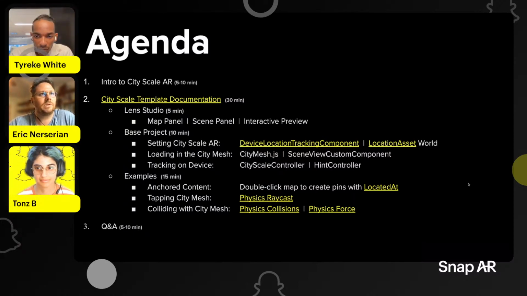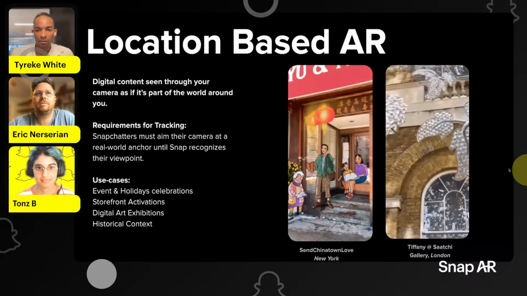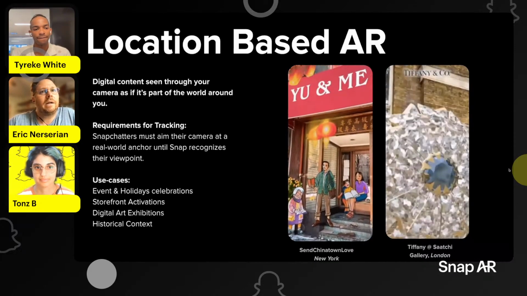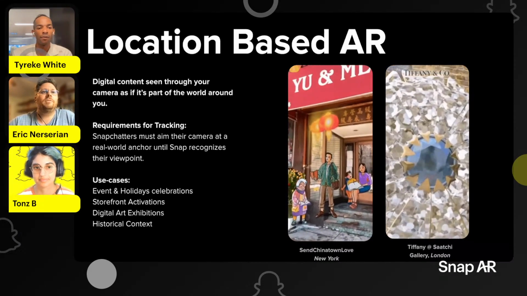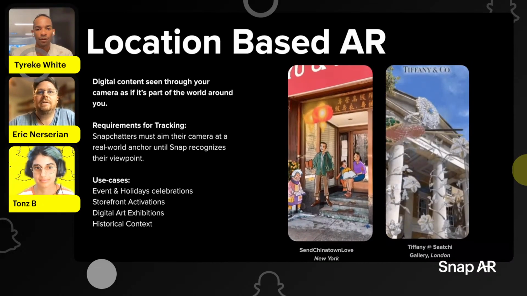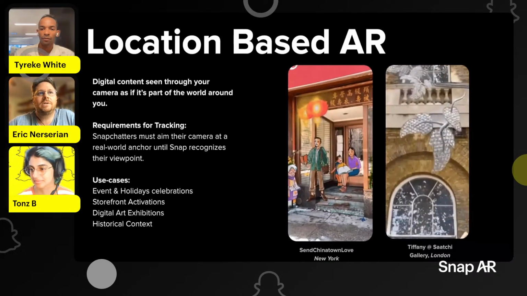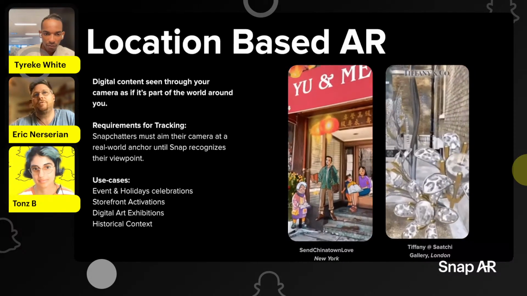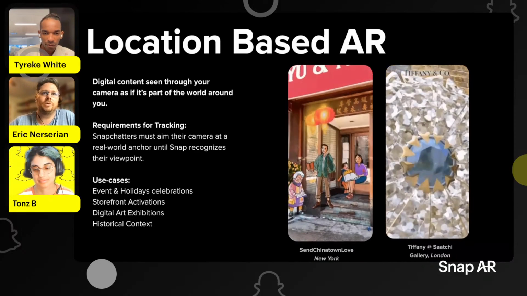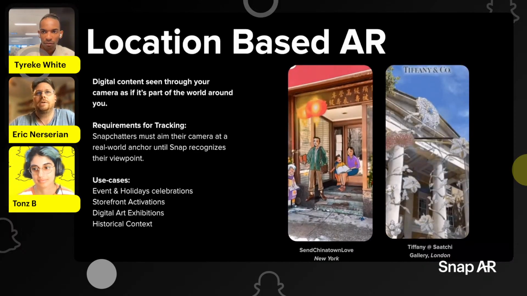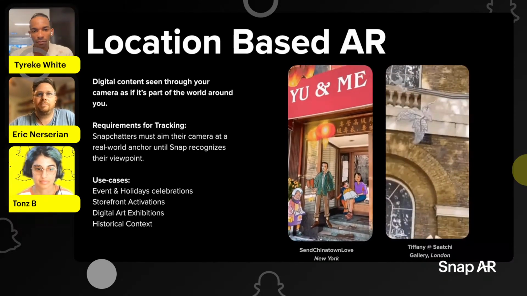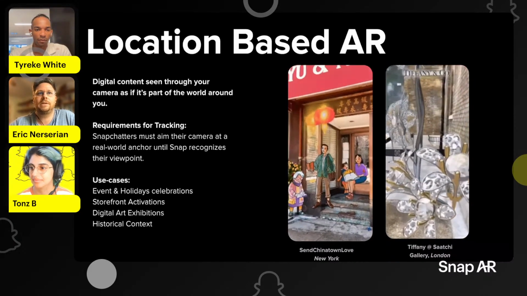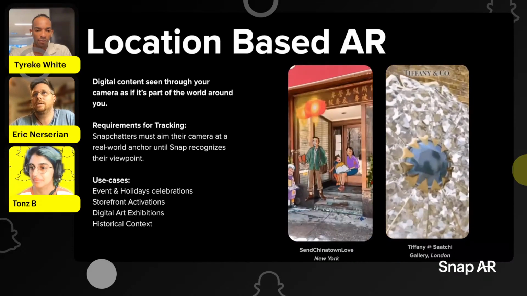Next, we're going to show some examples of what's happening with location-based AR. And here we have Chinatown and the Tiffany Gallery in London. So these are two examples of an actual location-based experience at the front of a commercial area. So it's storefronts. But notice how the graphics, the VFX, the experience is actually sticking to the building. It's where it's supposed to be as the Snapchatter is looking around and interacting with it.